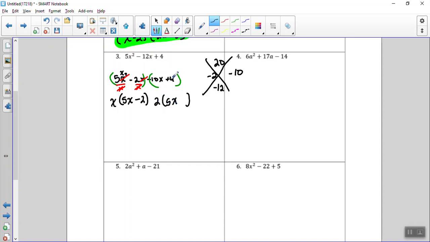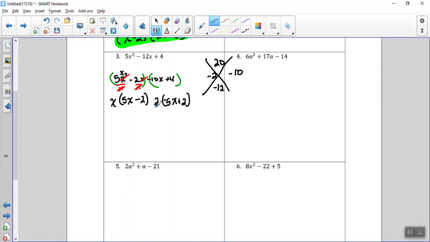And then I have an x. 4 divided by 2 is positive 2. Actually, that's negative 10. Okay? Now, again, my goal is to have the same exact thing here. I have a negative 5 and a positive 2.